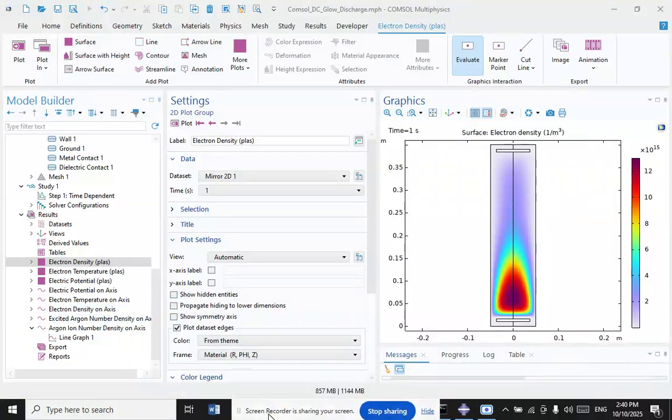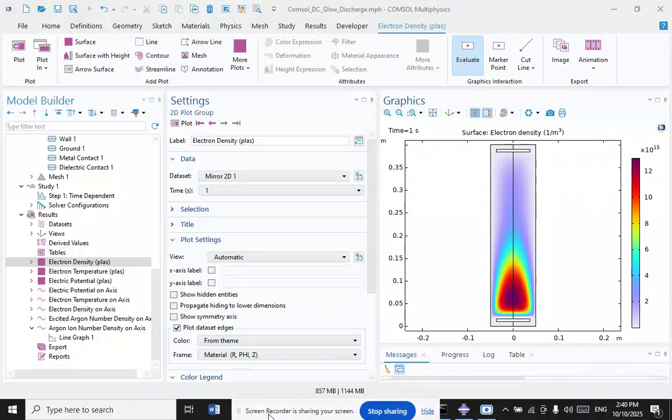In the name of Almighty God, I am Master Hassan Kashi, and today I want to talk about direct current glow discharge. Direct current glow discharges in the low pressure regime have long been used for gas lasers and fluorescent lamps.